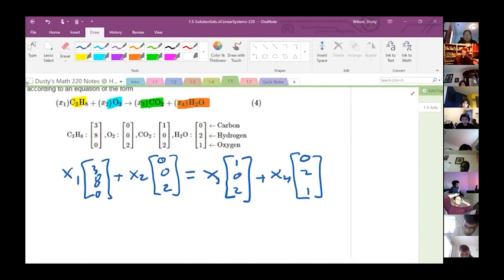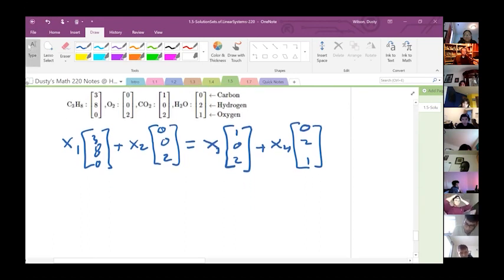I can't answer the question other than that it gives you a way of thinking about what we're doing in linear algebra and what you're doing in chemistry, kind of from another framework.